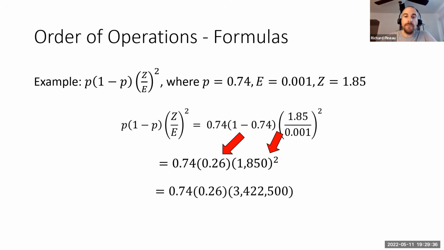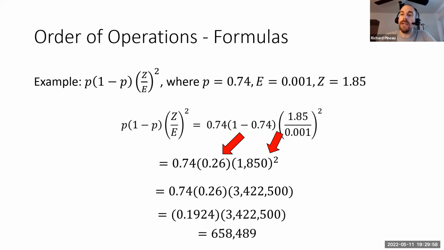The next step is to square the 1,850, because that's what the order of operations tells me I have to do first, the exponent, okay? And I get this 3 million number. Now I multiply. You'll notice it's three numbers being multiplied together, so I just simply work left to right. So I multiply 0.74 times 0.26 and get 0.1924 and multiply that by the 3 million, and we end up with 658,489.